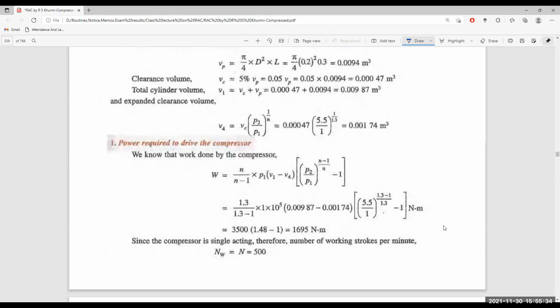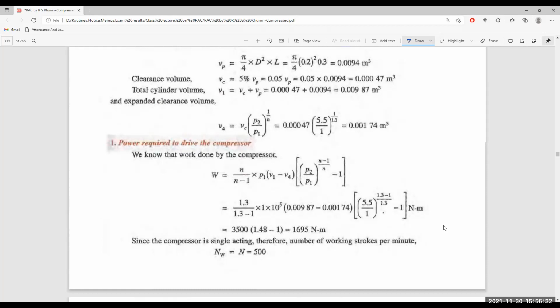Now the work done by the compressor is n by n minus 1 times P1 into (V1 minus V4), multiplied by [(P2 by P1) to the power (n minus 1) by n minus 1]. Here we have the value of V1 minus V4. So it is 1.3 divided by 1.3 minus 1, multiplied by 1 into 10 to the power 5, into (0.00987 minus 0.00174), multiplied by [(5 by 1) to the power (1.3 minus 1) divided by 1.3, minus 1], which gives 1695 Newton meter.